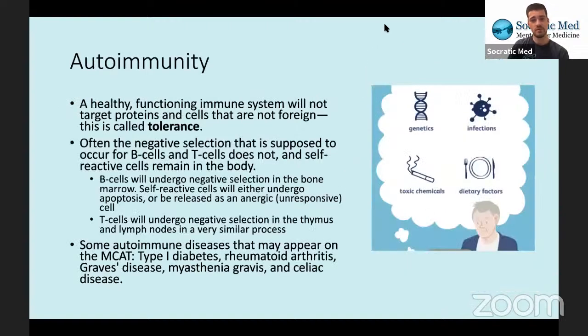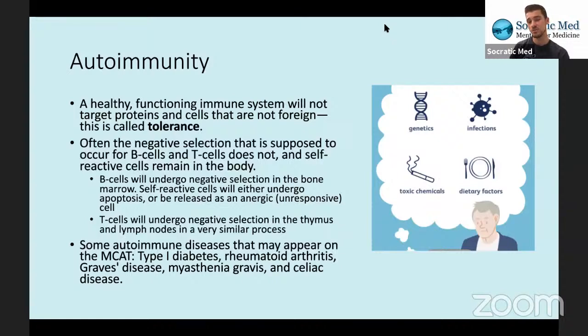So autoimmunity. A healthy functioning immune system will not target proteins in cells that are not foreign. So this is called tolerance. Our ability to not target our own cells is called tolerance. Often the negative selection that is supposed to occur for B cells and T cells does not, and self-reactive cells remain in the body. So that is what we're talking about for autoimmunity.